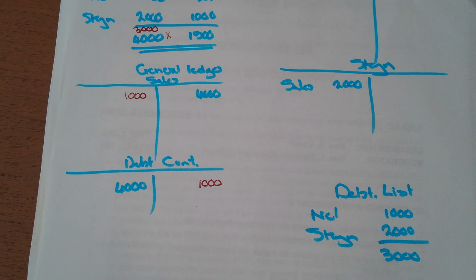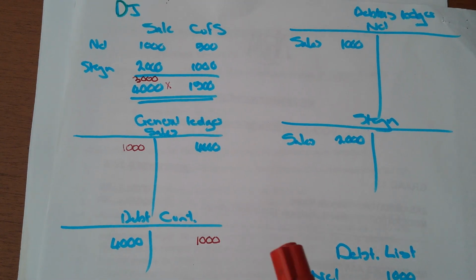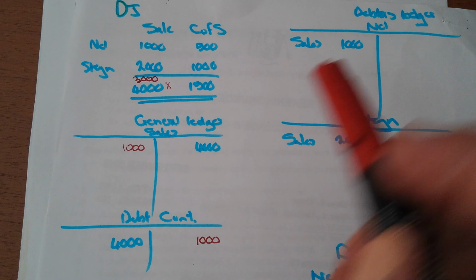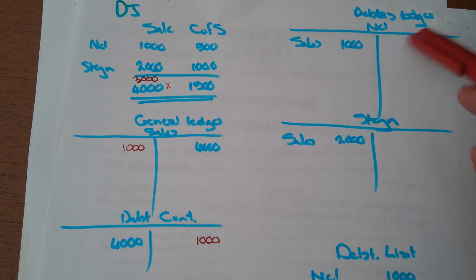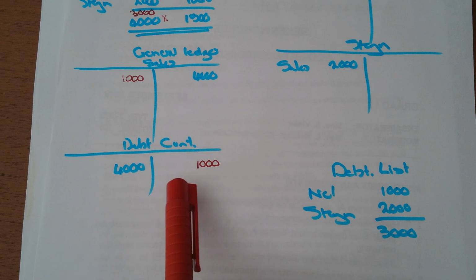So remember that when you do this work, you can't just start writing. You must do it systematically. First determine where I will make the corrections, debtors control, debtors list, or both. Then you go to the mistake and you say, okay, what did I do? On which side of the account was the mistake? How will I correct it?